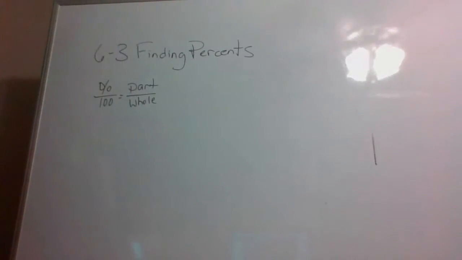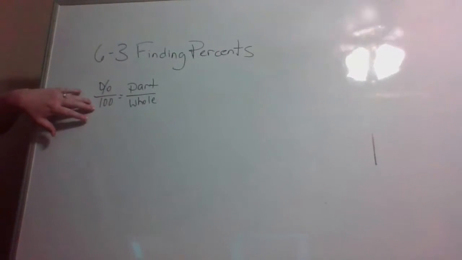6-3, finding percents. There are no vocab words here, but a super important note right here is percent over 100 equals part over whole. This is the formula that we're going to be using to find percents. And the cool thing about this is we've already taken care of the "of 100" part of this.